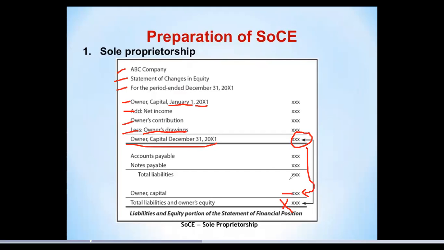So in the statement of financial position, we have the accounts payable, the notes payable, the total liabilities, the owner's capital, and the total liabilities and owner's equity. You are just going to add the total liabilities and the owner's capital, which you get from the statement of changes in equity. So this side will be reflected on the liabilities and equity portion of the statement of financial position.